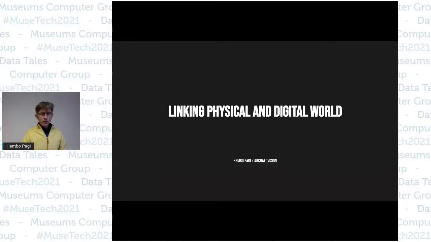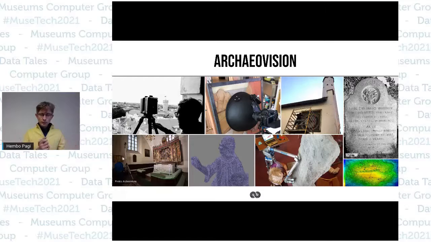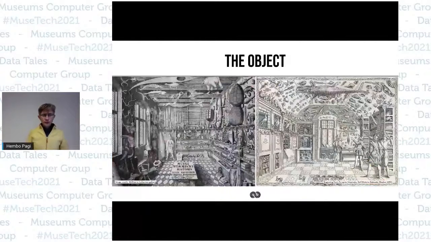As said, I'm Hembo from Archaeovision, a company with the main focus on cultural heritage documentation and presentation. Six centuries ago, the first cabinets of curiosities appeared in Europe, and these mostly show-off collections are the predecessors of our museums. There has been very little change over the last 600 years when it comes to the key element of what museums do, which is telling the story of the object.